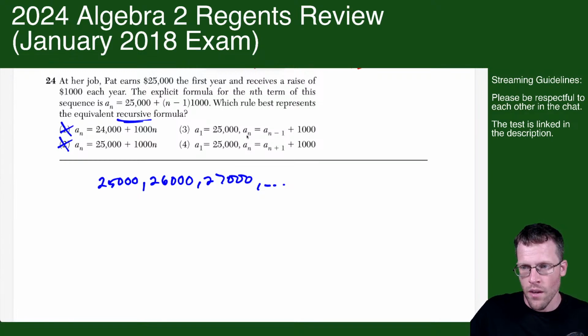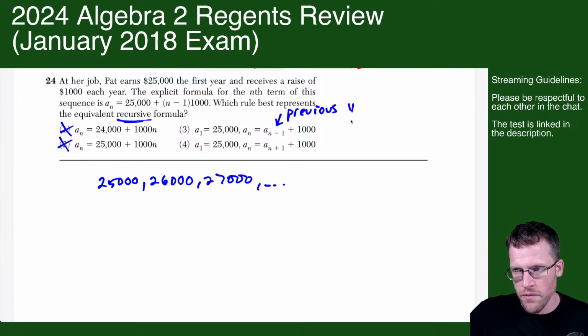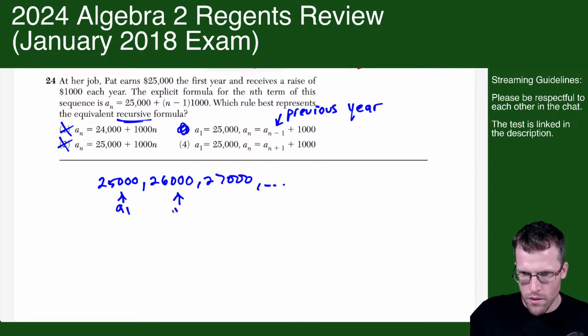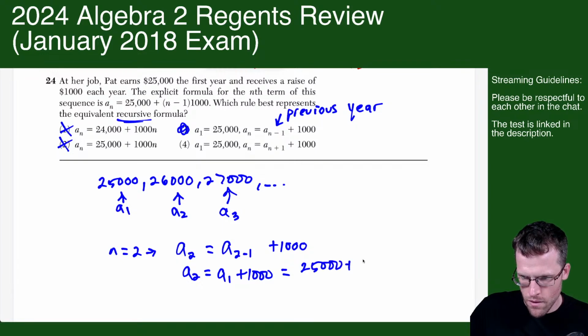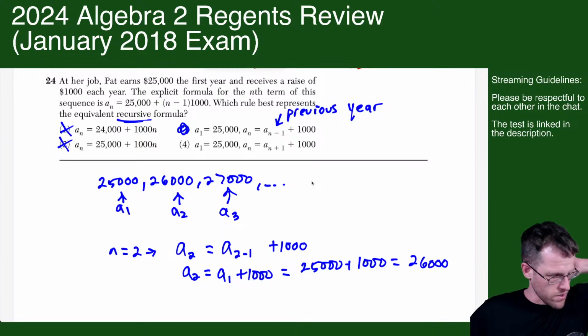They have the same first term, but now this one would be it because the recursive formula is built by the terms before it. So this is saying like this is the previous year. If we take the previous year and we add 1,000, that's going to give the new amount. And you can even see here, like this is the first year. This is A1. This would be A2 and A3. So let's say I wanted to plug in n equals 2. See how that would give me A2 equals A sub 2 minus 1 plus 1,000. And this would give me A2 is A1 plus 1,000. And A1 is 25,000 plus 1,000. Give me 26,000. Okay, so that's why it's choice 3.